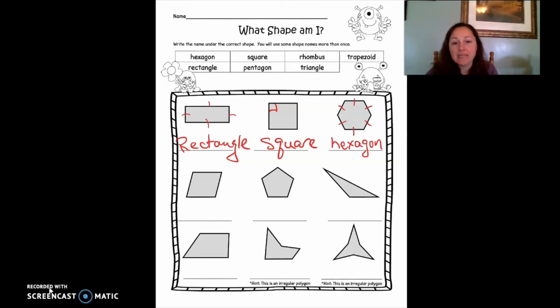Now I take a look at my next one, and it has how many sides? I look: 1, 2, 3, 4. 4 sides, so it's a quadrilateral. And when I look at this, it kind of looks like a shape that might be squished a little bit. Just squish it a little bit. So it looks like a square that's been squished. Which one is that? Do you remember? How about a rhombus?